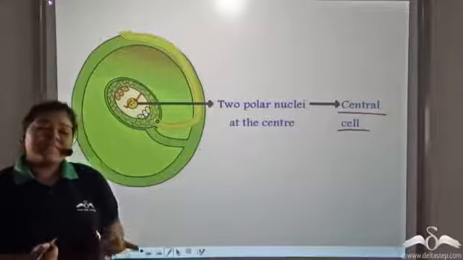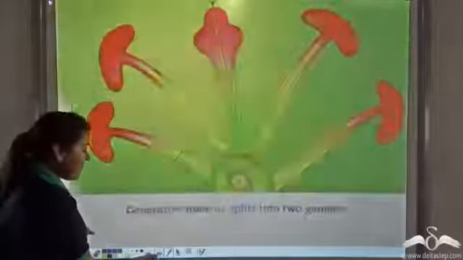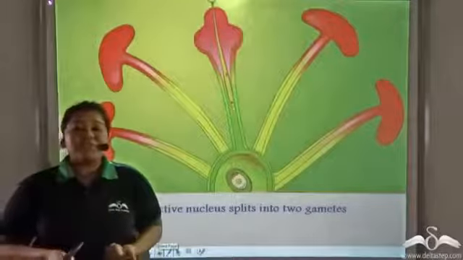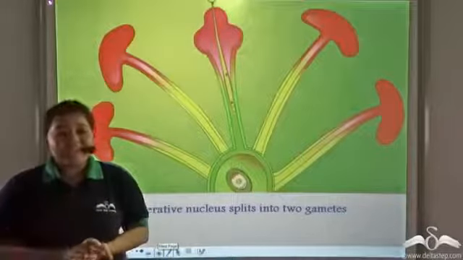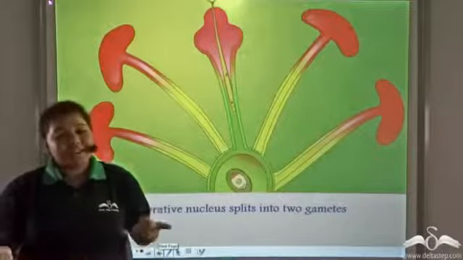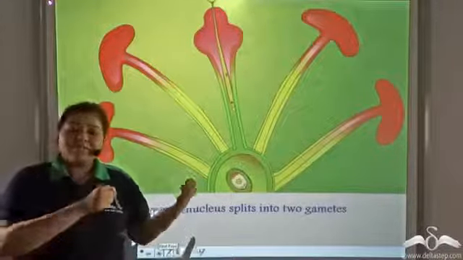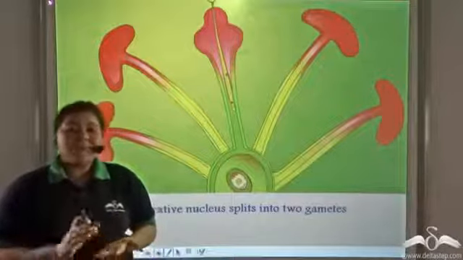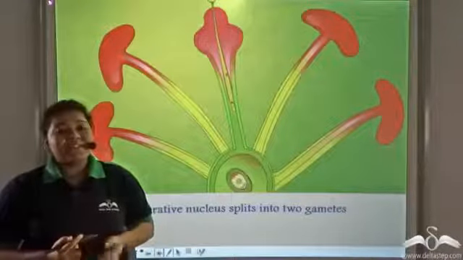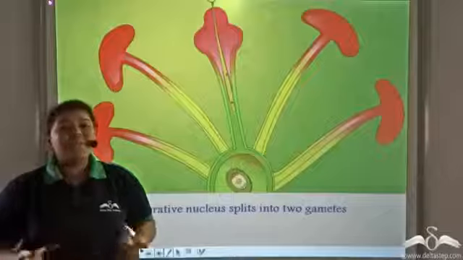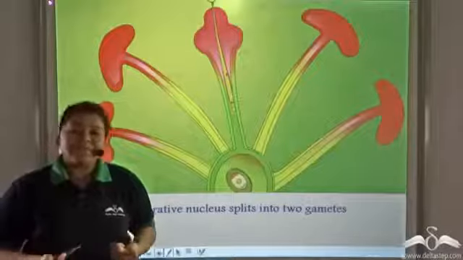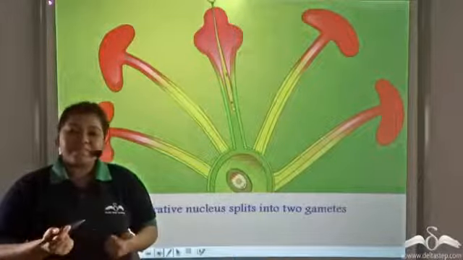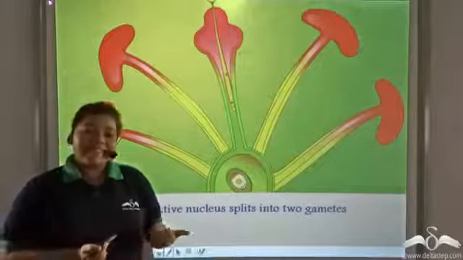So, how is this possible? We have said that a generative nucleus fuses with the egg cell to form the future plant. Now, just now, I also mentioned that a generative nucleus also fuses with the central cell to form the endosperm that stores the food. How is this possible? Well, let us see.